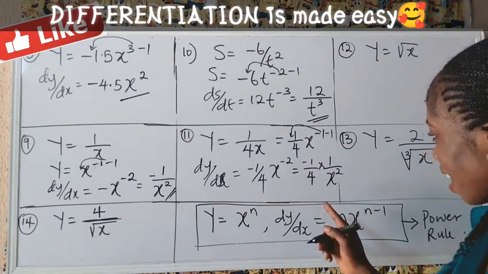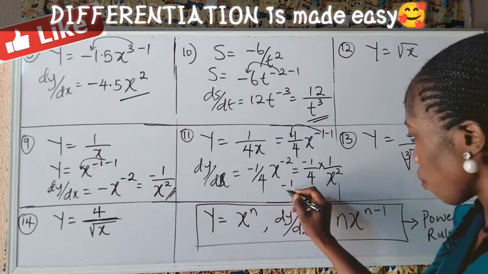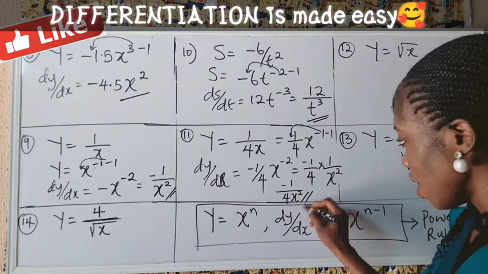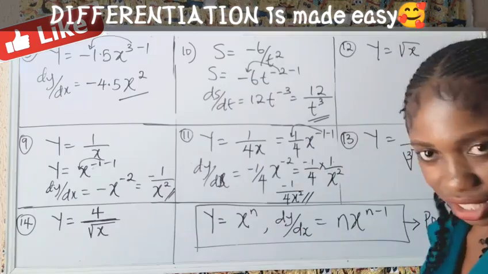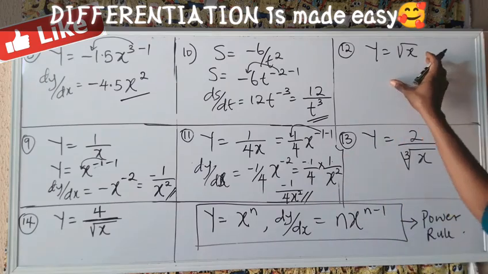So what it means finally is that negative 1 multiplies negative 1 will give us negative 1. 4 multiplies x squared will give us 4x squared. So this is what we get for differentiating. Okay, let's go to number 12.